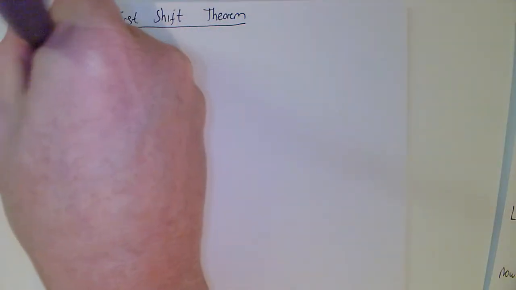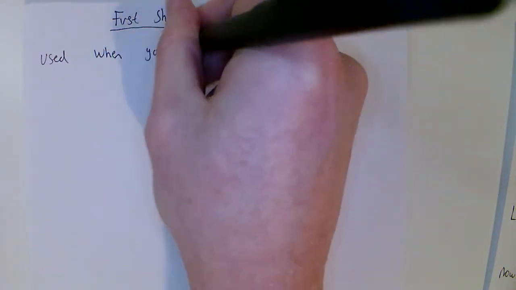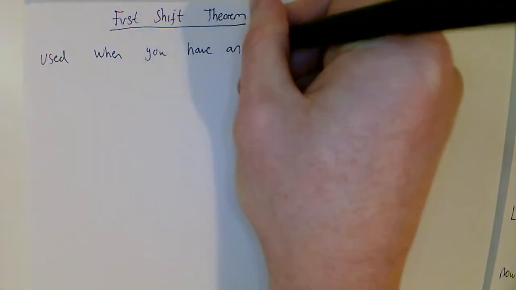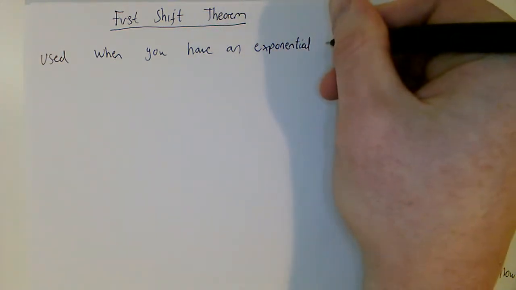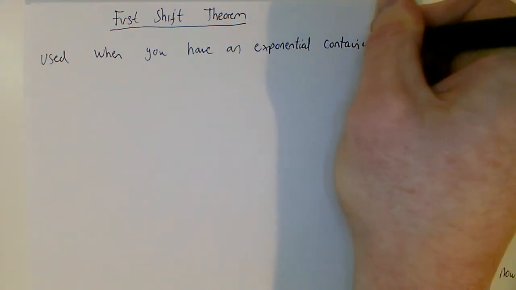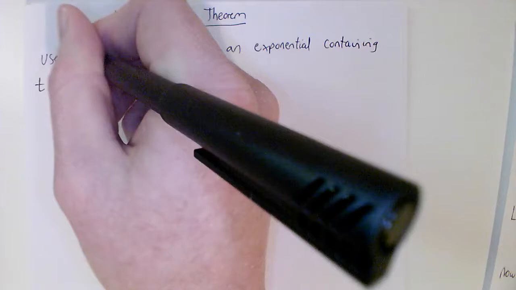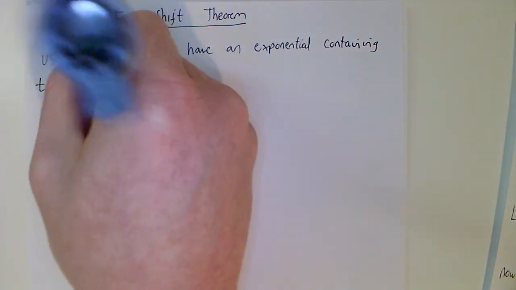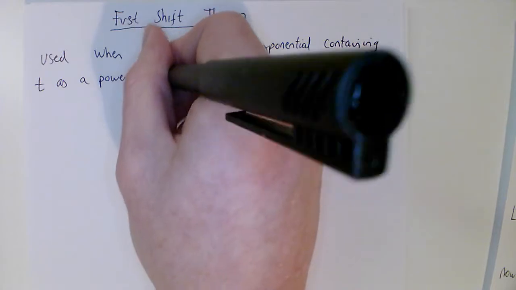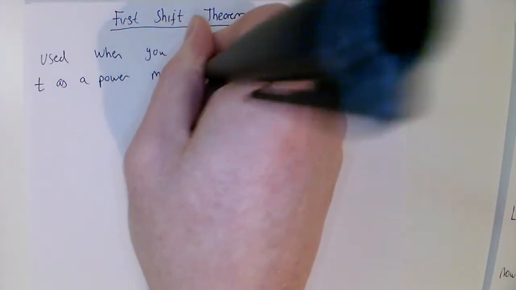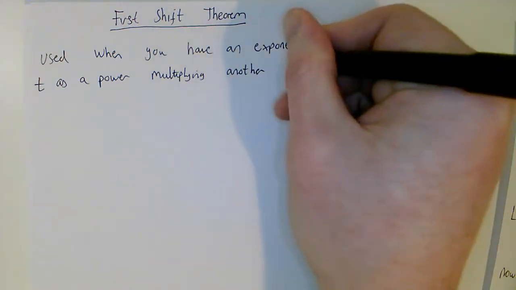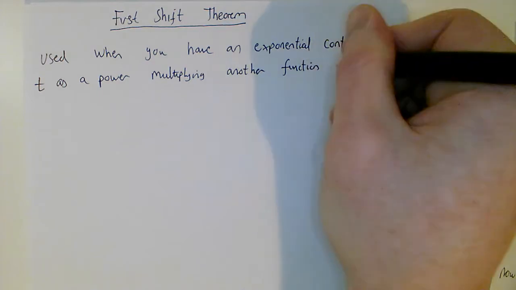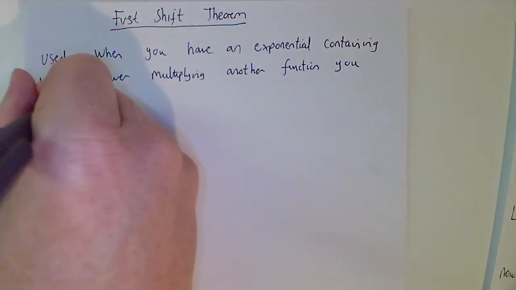Okay, so this is used when you have an exponential containing t as a power multiplying another function you can Laplace transform.